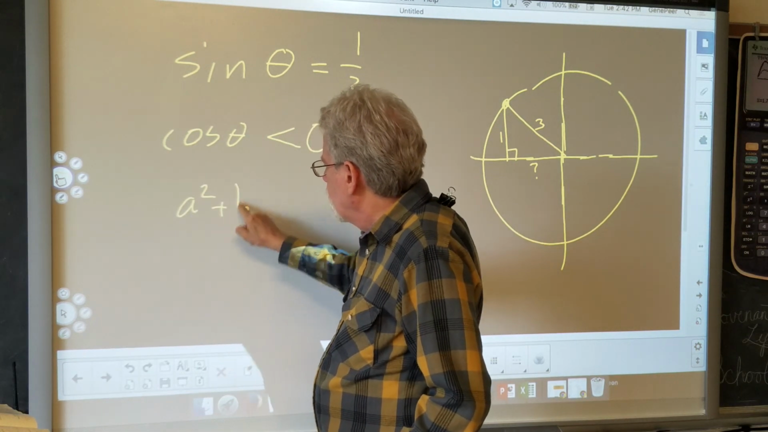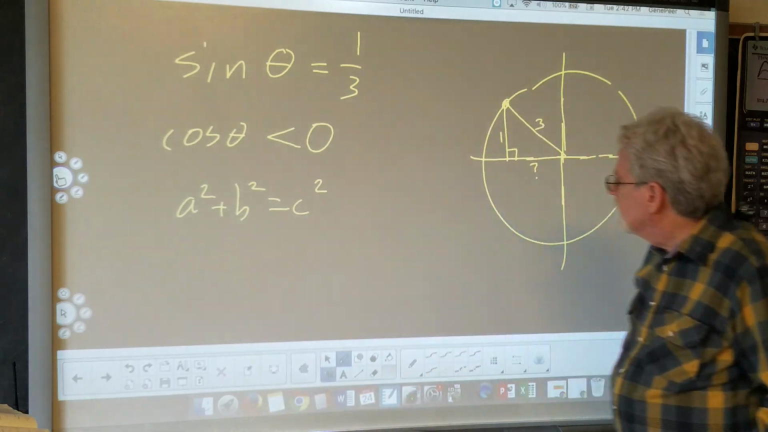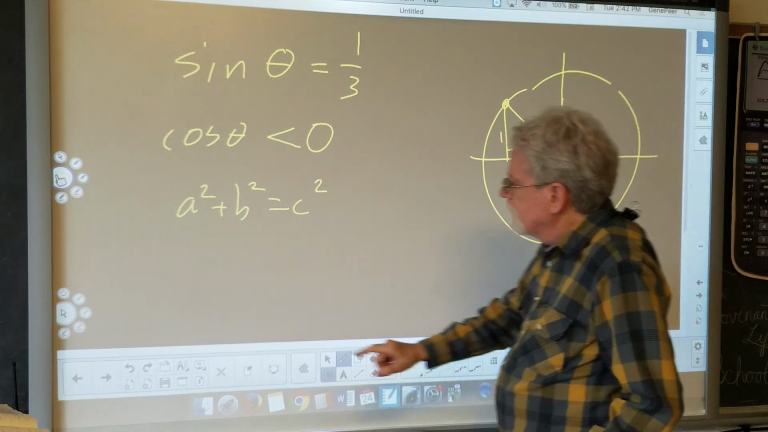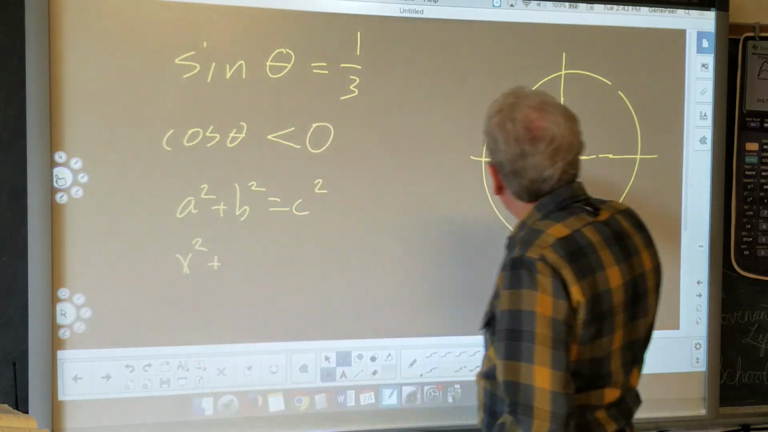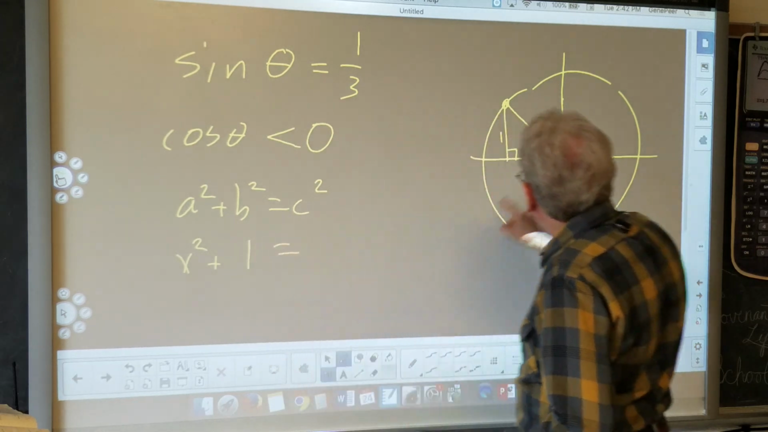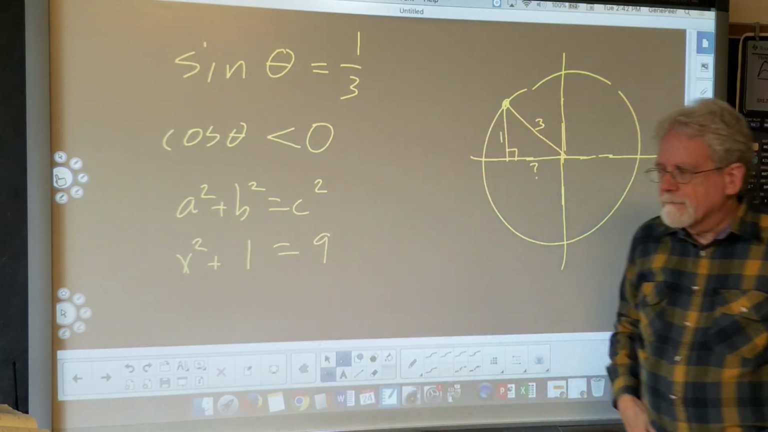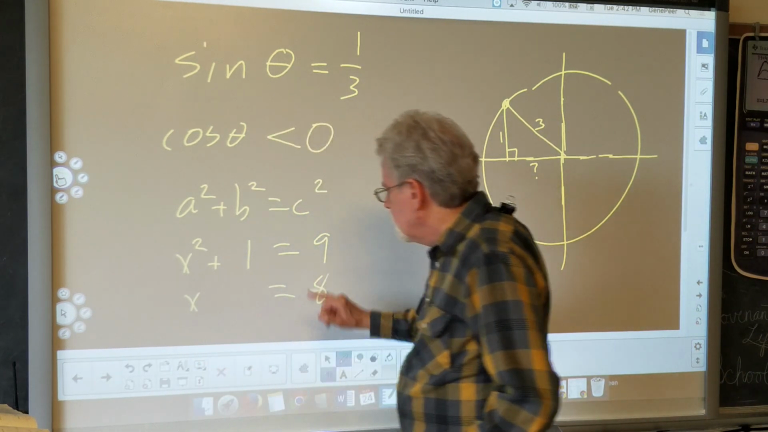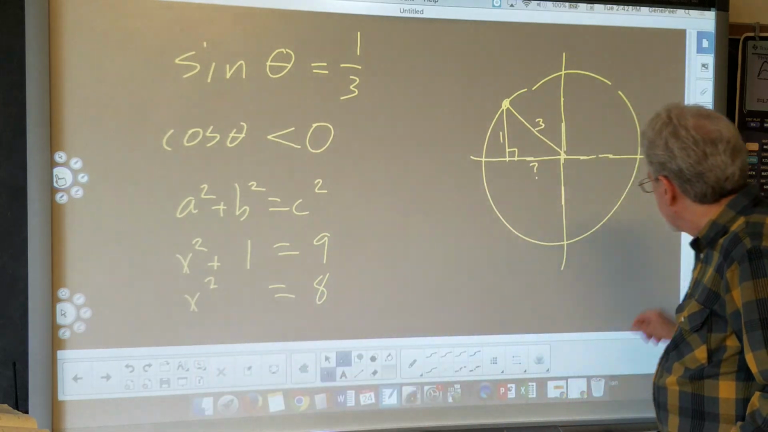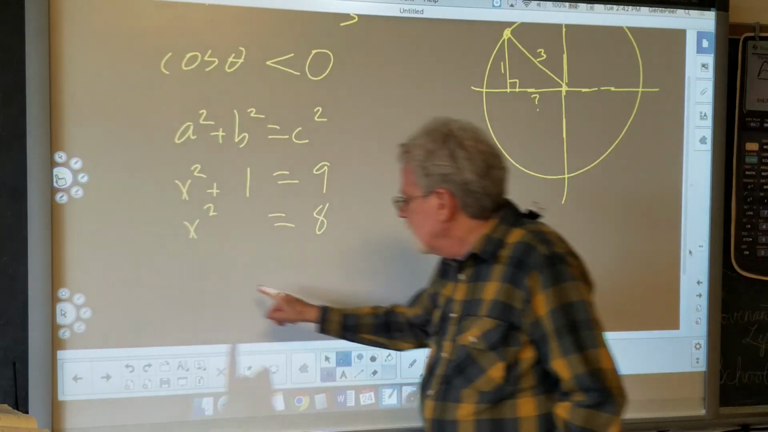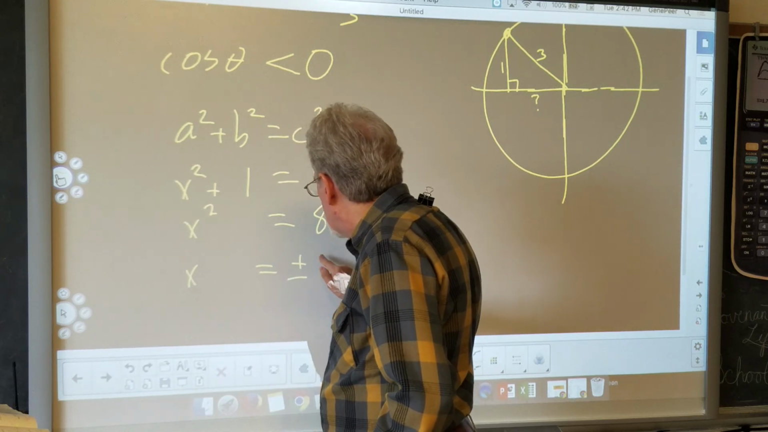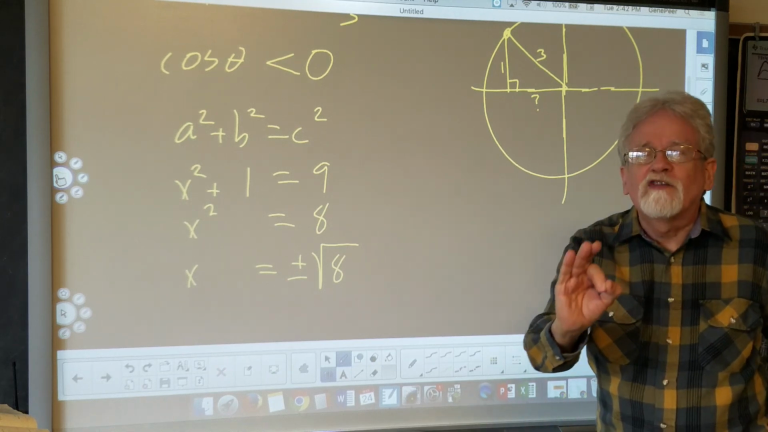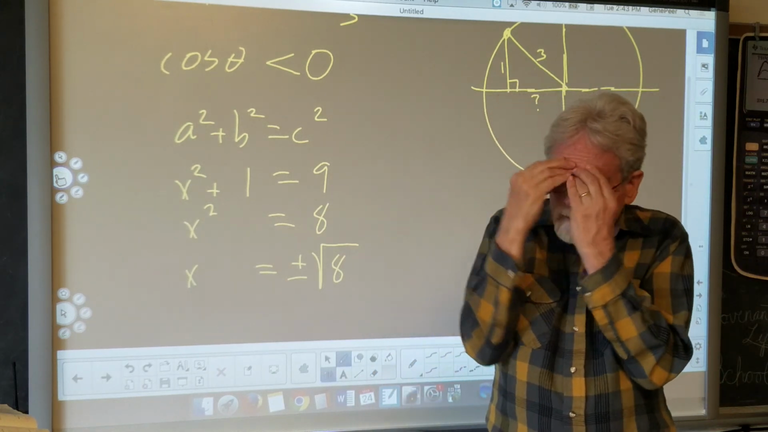A squared plus b squared equals c squared. Fill in the blanks. Let's go ahead and call this side x. X squared plus 1 squared equals 3 squared. Subtract 1. Oops, I'm sorry, x squared equals 8. Take the square root of both sides, so x is either positive or negative square root of 8. But yes, please, I do expect you to simplify radicals. Oh no, we don't remember how!